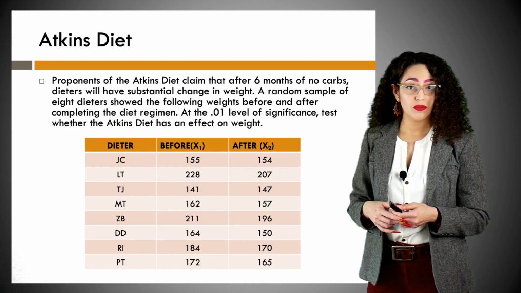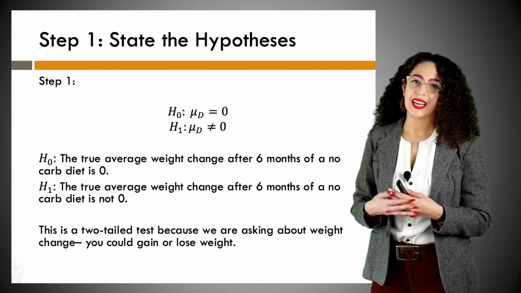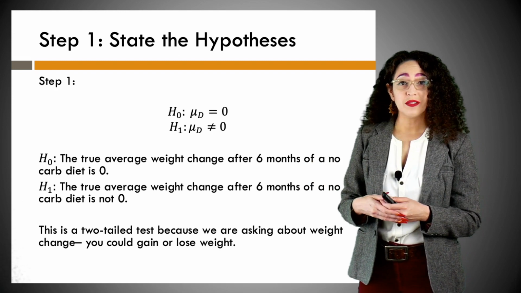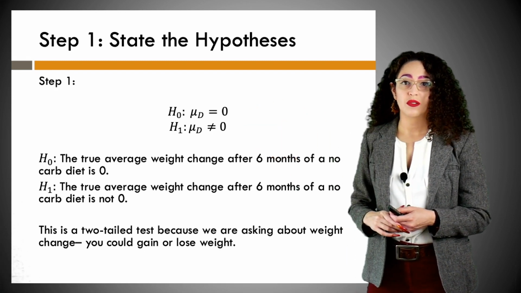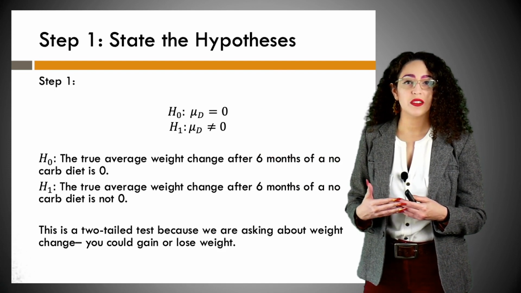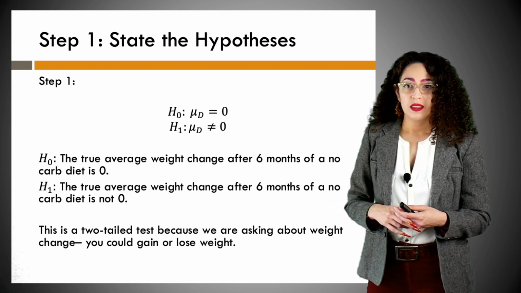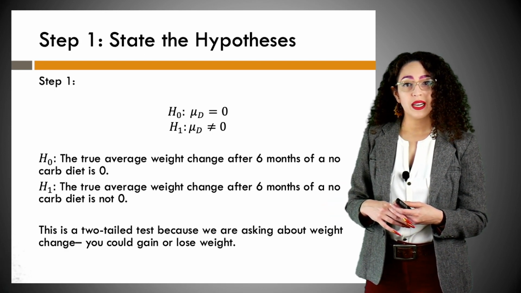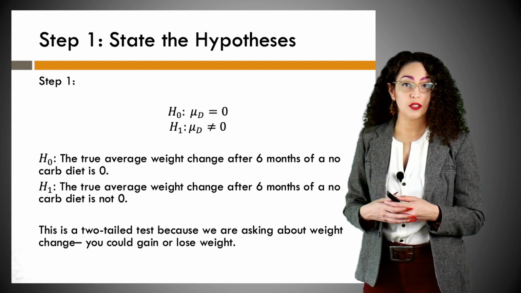So, what's the first thing we should do? State the hypotheses! And this one's fairly easy. The difference is equal to 0 for our null, and the difference is not equal to 0 for our alternative. Basically saying that the true average weight change after 6 months of a no-carb Atkins diet is and is not 0, respectively. This is a two-tailed test because we are asking about weight change. You could either gain or you could lose. There is no assertion of direction.